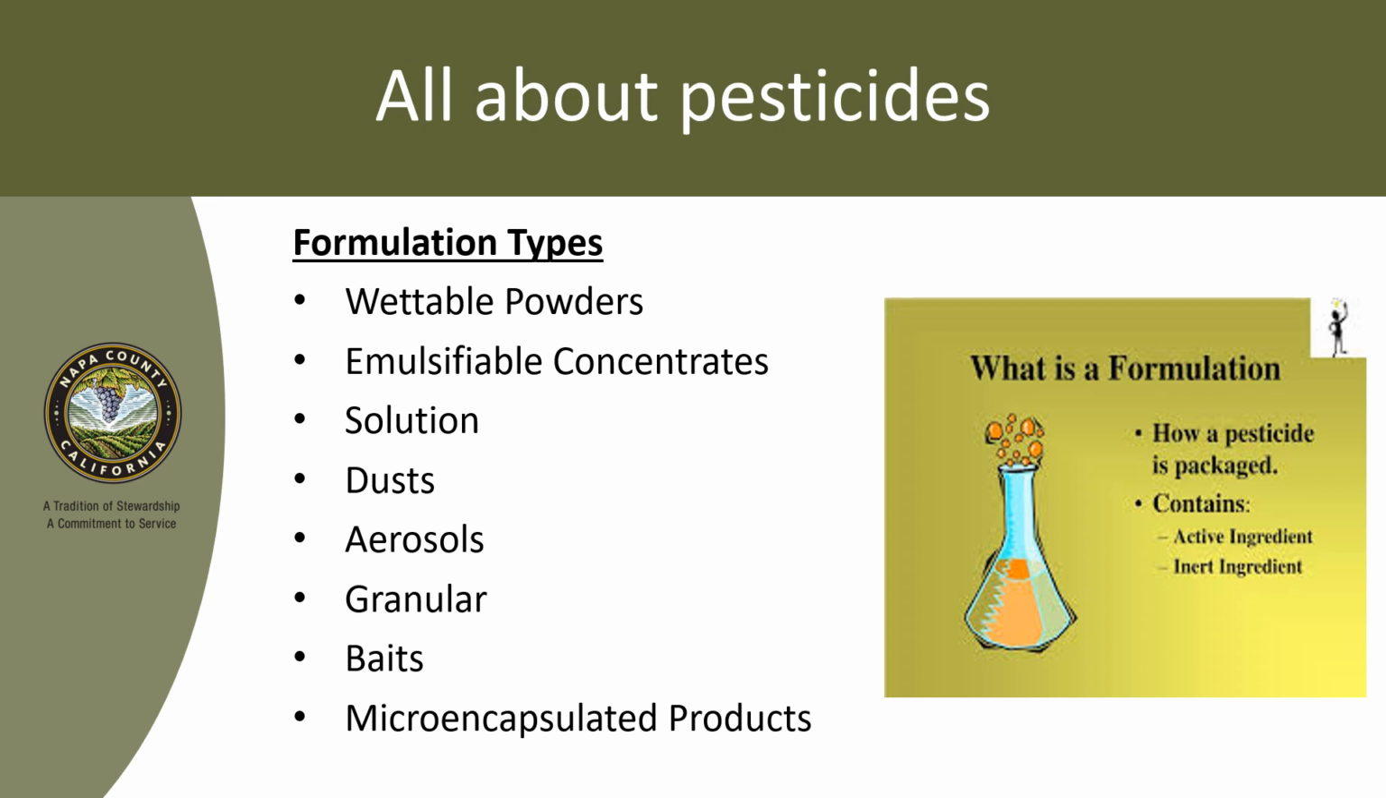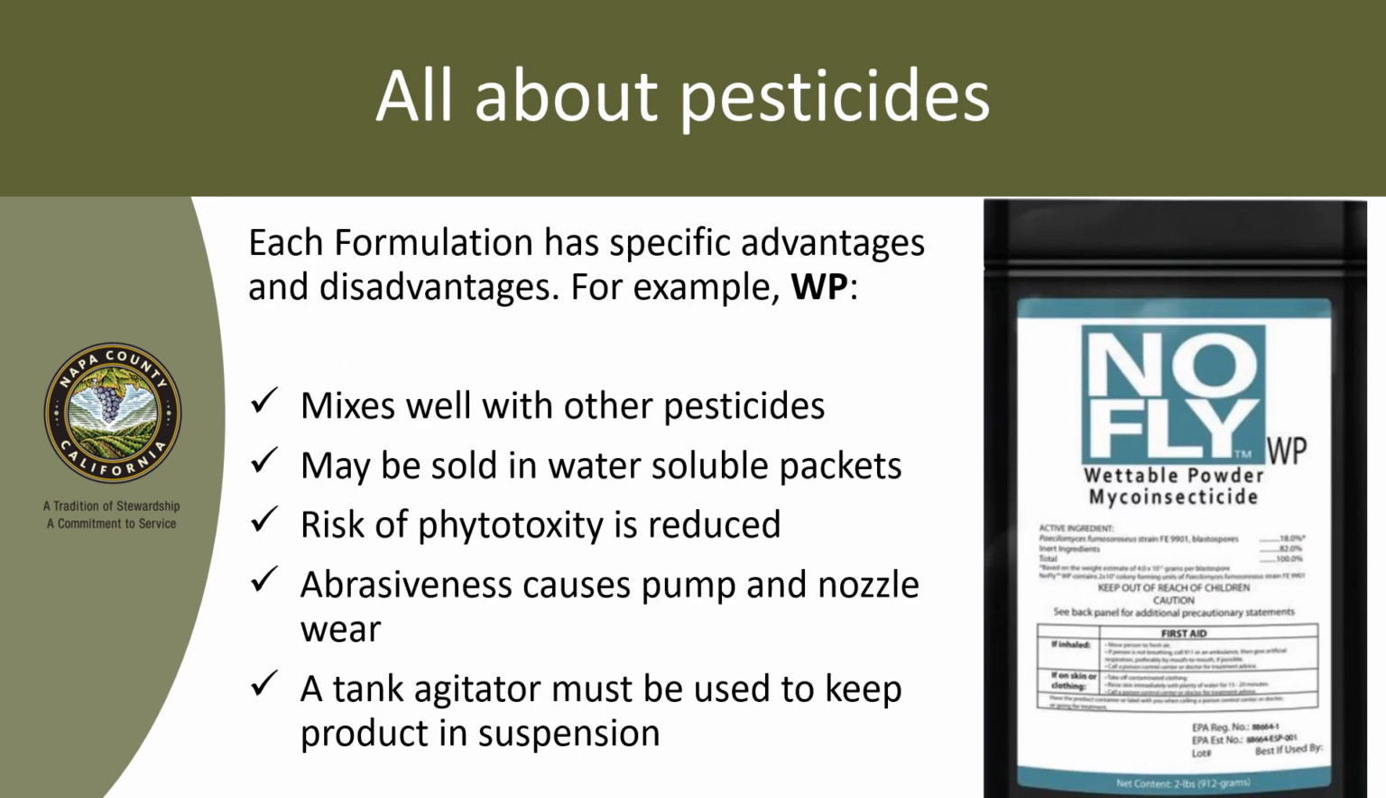So there's lots of formulation types. We have wettable powders, of course, emulsifiable concentrates, solutions, dusts, aerosols, baits, granulated, and microencapsulated products. Those are all formulation types. So here is a couple examples. Wettable powders. On each pesticide container you'll see either WP for wettable powder, or something like an E for emulsifiable. Any one of those formulations that we just went through is going to have an abbreviation on the pesticide label.